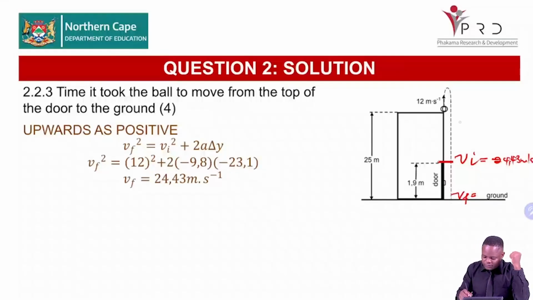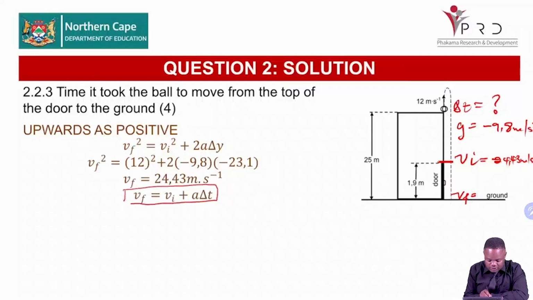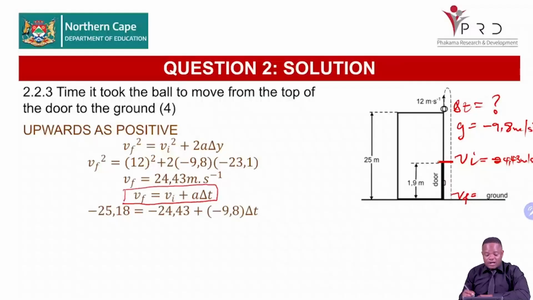And then what else do we have? We have g, which is negative 9.8 meters per square second, and we're saying we need to calculate delta T. I hope you're following. So looking at these variables, the simplest equation for us to use is final velocity is equal to initial velocity plus acceleration multiplied by time. And we can now substitute to get our delta t. Our final velocity, remember we said, is negative 25.18, the one we calculated from the point of projection until it reached that point on the ground.